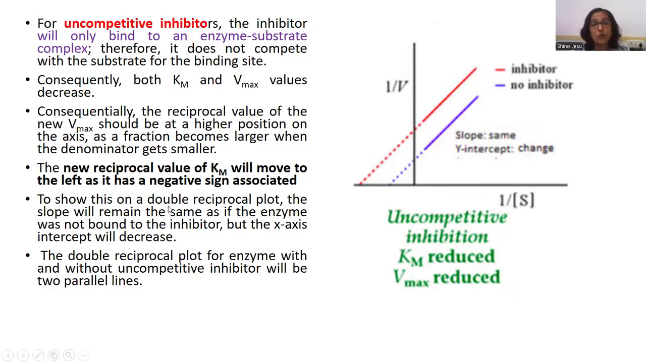To show this on a double reciprocal plot, the slope will remain the same as if the enzyme was not bound to the inhibitor, but the x-axis intercept will decrease. The double reciprocal plot for the enzyme with and without the uncompetitive inhibitor will be just as you can see here, two parallel lines. So here what happens is that the Km is reduced and the Vmax is also reduced.